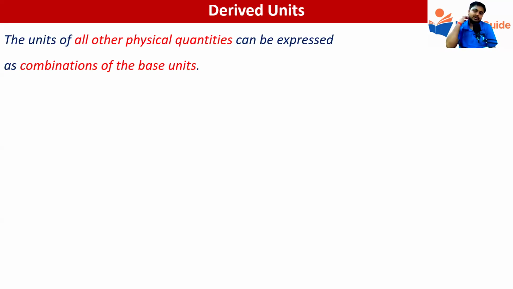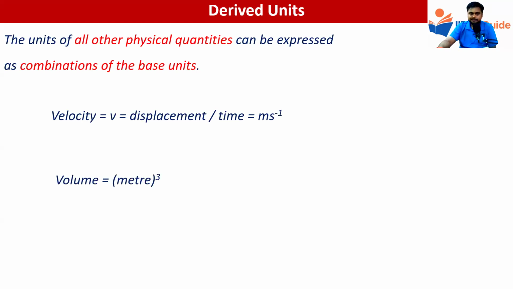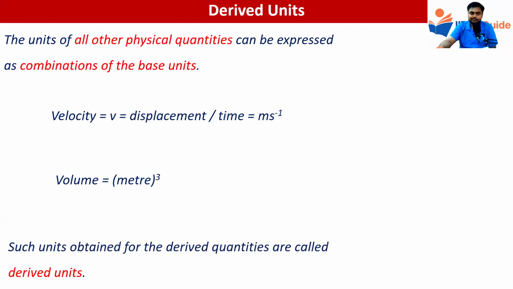Units of all other physical quantities can be expressed as a combination of the base units. Example: velocity, displacement over time, which is meter per second; volume, which is meter cube. Such units obtained from the base quantities are known as derived quantities or derived units. Okay, so it's either a fundamental unit or a derived unit.